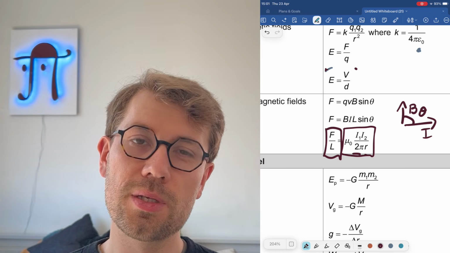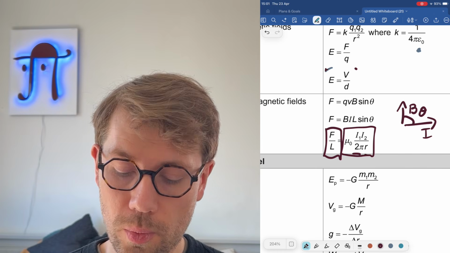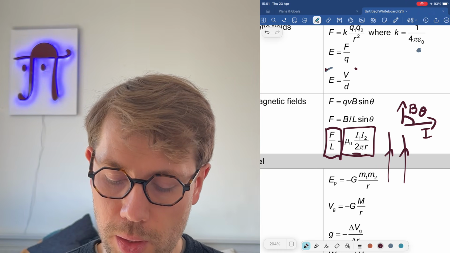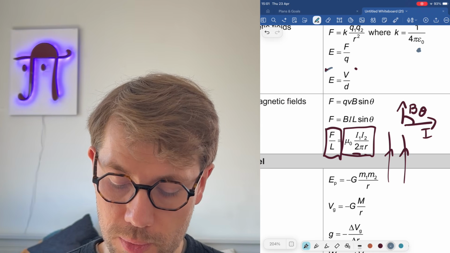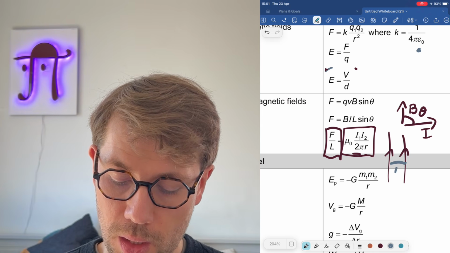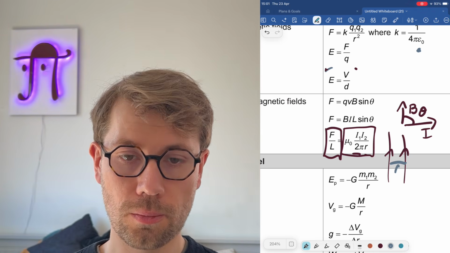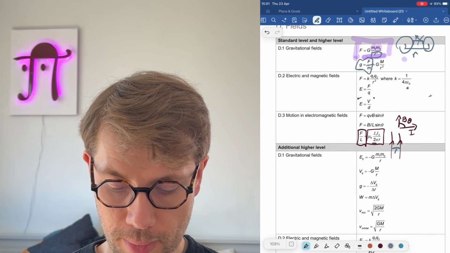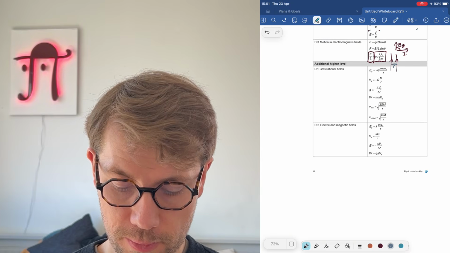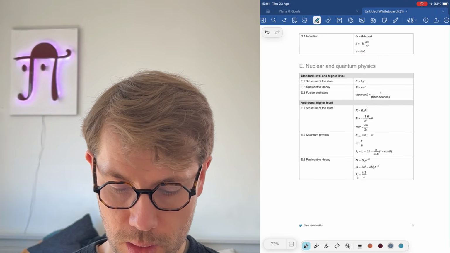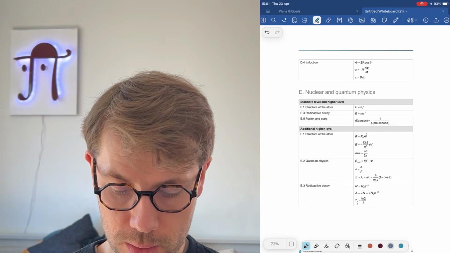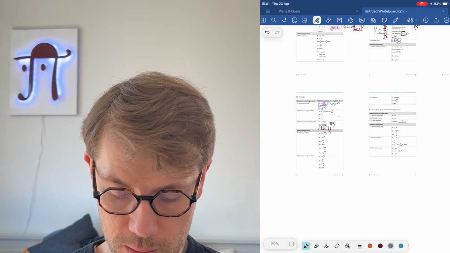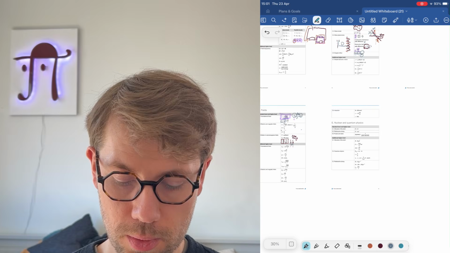R is going to represent the distance from one wire to another. So if I've got two wires with current flowing through them, the distance between those two wires is going to be r. Right. Gonna skip the higher level stuff. And then we are on to nuclear and quantum. Not far now, guys. I think this is going to be the last one.